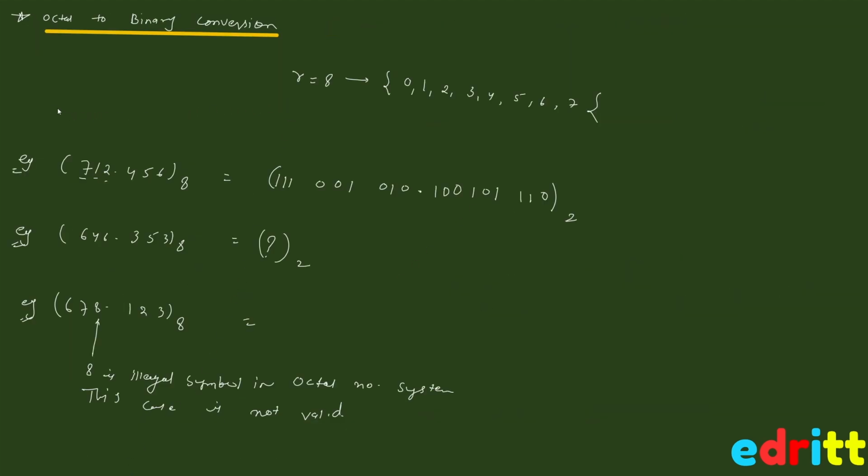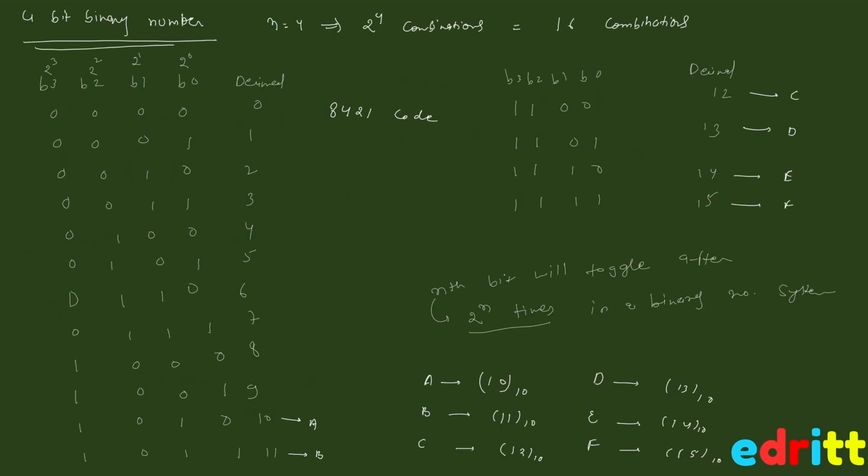So here, for octal, we need 3 binary bits to represent a single octal digit. Okay. Now let's come back to our problem statement.